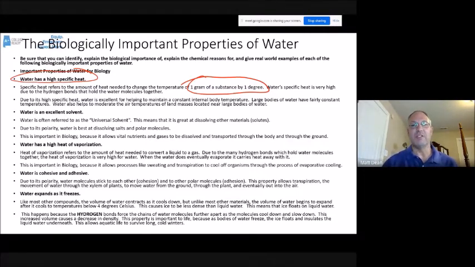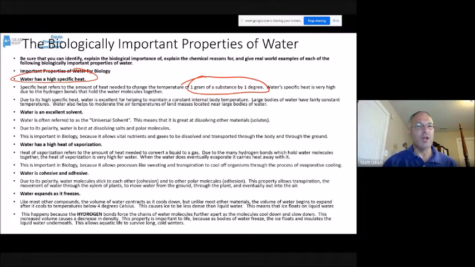Water has a high specific heat because of those hydrogen bonds. Remember that temperature is a measure of how fast water molecules are moving. Before the speed of water molecules can be sped up, the bonds between those water molecules are broken. So it takes energy to break those hydrogen bonds before the water molecules can speed up very much.